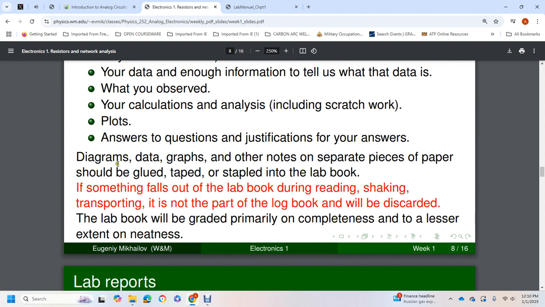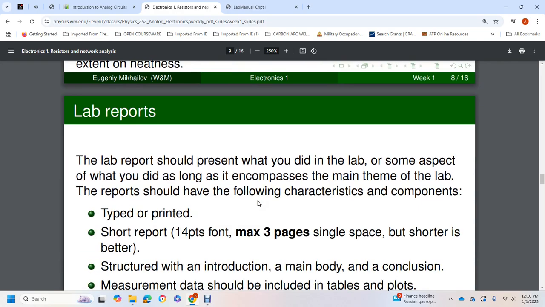Separate pieces of paper should be glued, taped, or stapled into the lab book, and anything that falls out of the lab book during reading or shaking in transport is not part of the lab book and will be discarded. The lab book will be graded primarily on completeness and, to a lesser extent, neatness.